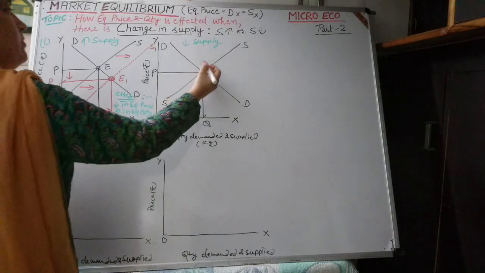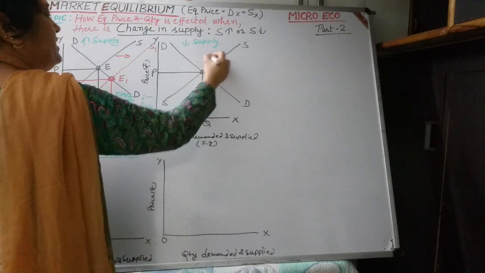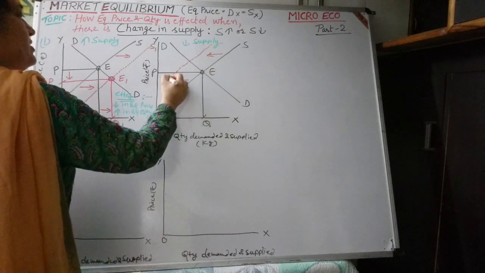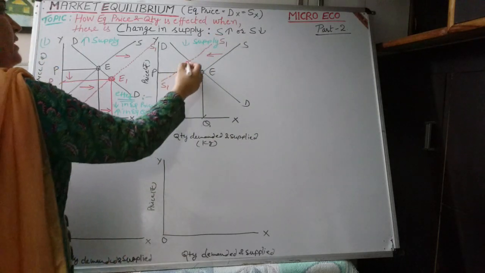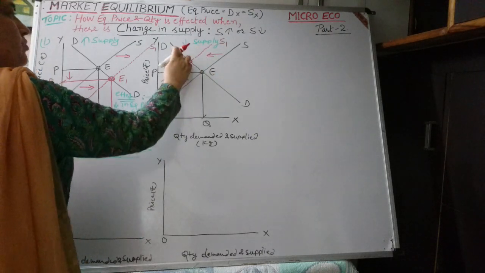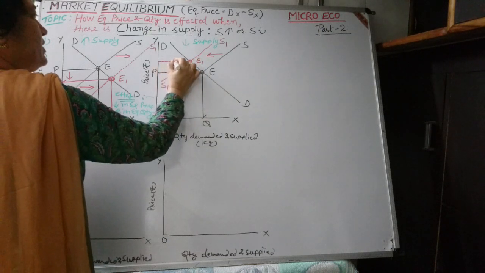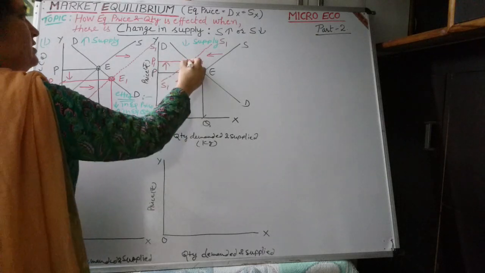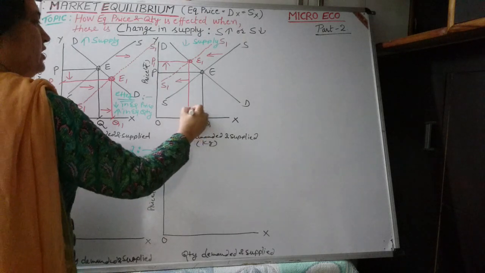Next we have to clear that there is decrease in supply. Decrease in supply means SS supply curve will shift towards left hand side. So this S1 will be the new supply curve, and from S1 supply curve and DD demand curve new equilibrium point will be E1. New equilibrium price will be P1. There will be increase in equilibrium price, rather equilibrium quantity will diminish from Q to Q1.